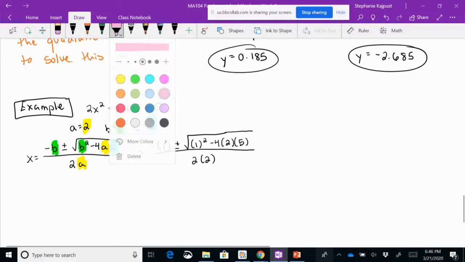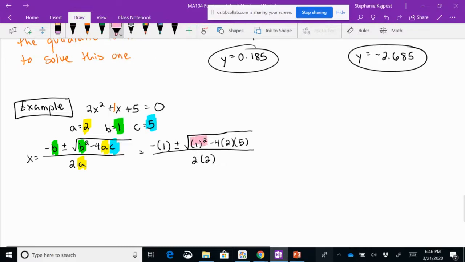So order of operations, exponent comes first. So I have to do the 1 squared. Negative 1 plus or minus square root. 1 squared is 1. And then I'm going to have plus negative 4 times 2 times 5 all over 2 times 2.